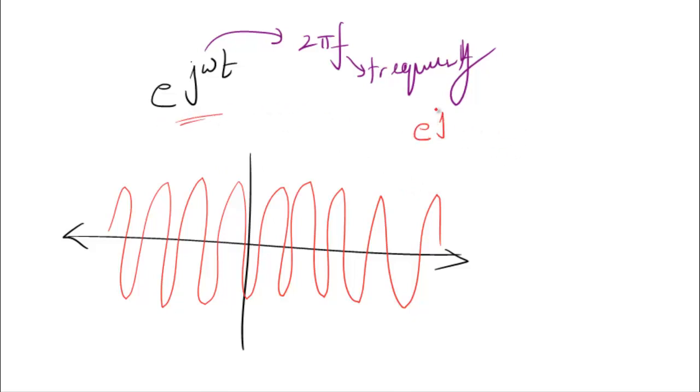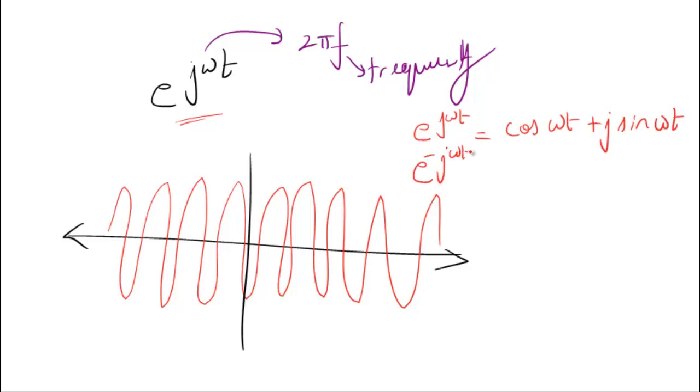So e raised to power j omega t, what is the value? If you want to find out, it is cos omega t plus j sin omega t. If it's a negative value, e raised to power minus j omega t, then it is going to be cos omega t minus j sin omega t.